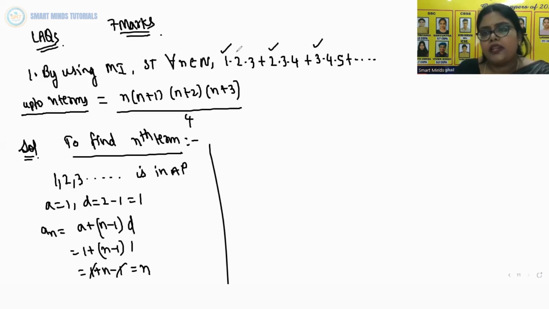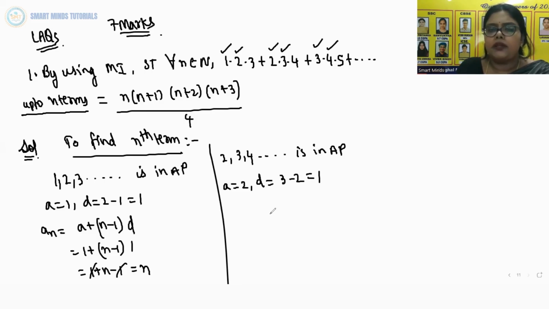Now we will take the second number in each term. What is the second number? 2, 3, 4. See how I have taken, I have taken 2, 3 and 4, and so on is in AP. So what is the first term? The first term is denoted by A, that is 2. D is the common difference, 3 minus 2, that is 1. Now what is the nth term? A plus n minus 1 into D. Substitute: 2 plus n minus 1 into 1. That is 2 plus n minus 1. That is n plus 1.